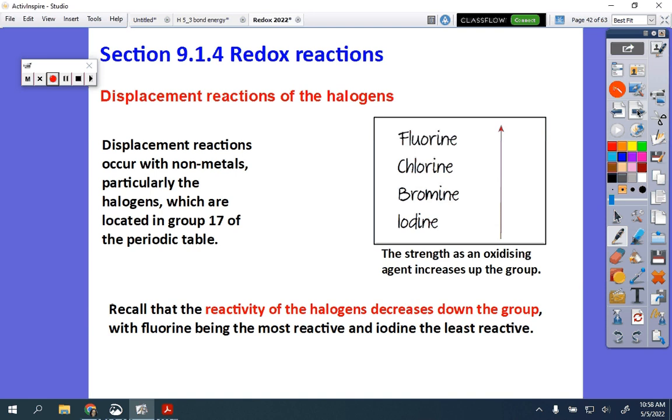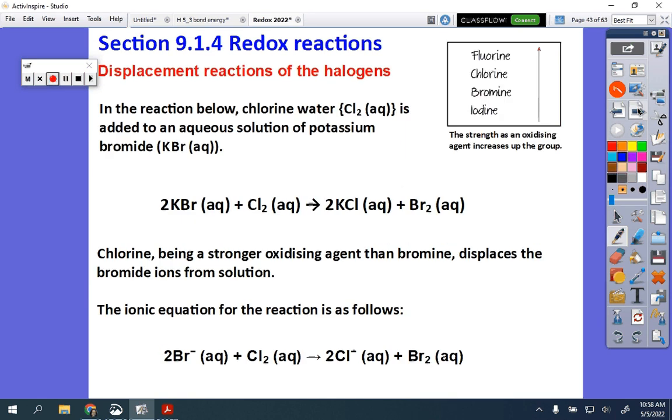So reactivity decreases down the group, and their ability to oxidize, to be an oxidizing agent, increases as we go up the group. For example, we might have some chlorine as our single element being added to some potassium bromide. We're not kicking out the potassium, we're kicking out the bromine. The negative ion's going to kick out the nonmetal, right?